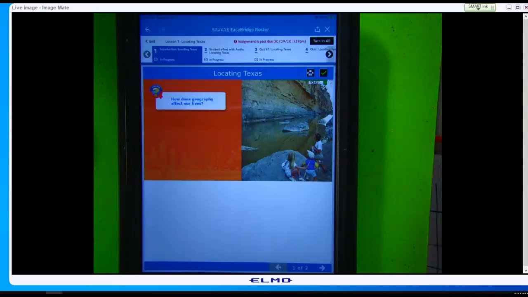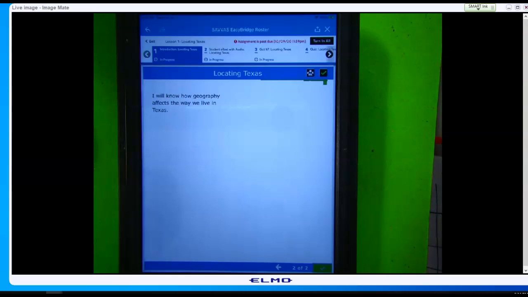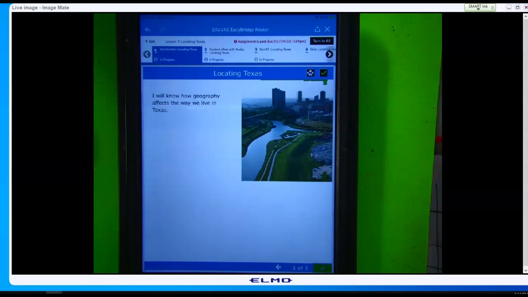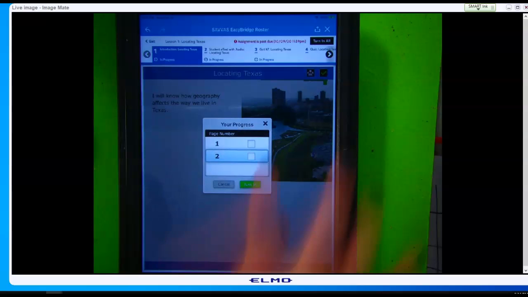Sold, and moving on. So I'm going to go to the next page, and it says, I will know how geography affects the way we live in Texas. So that is what this chapter is all about, okay? So I'm going to click the check mark. She did page 1.